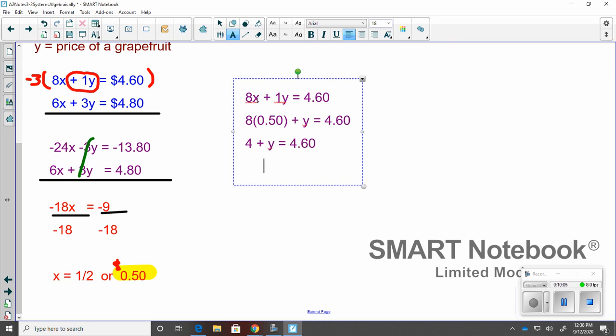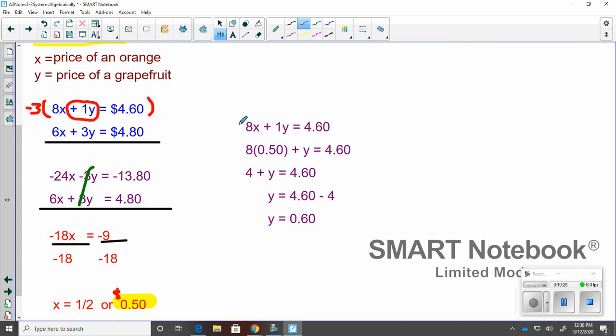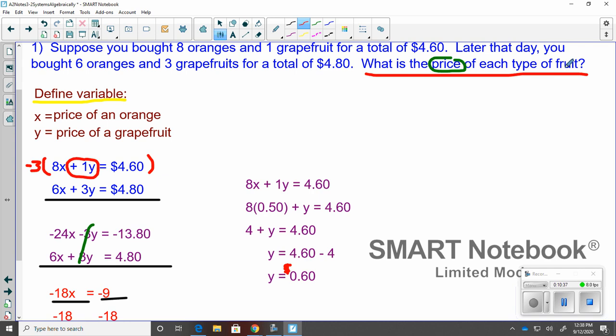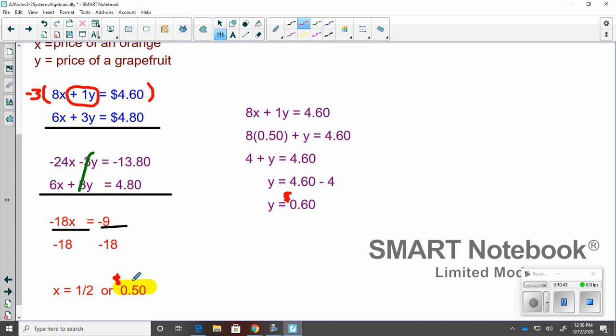You're going to transpose your 4 to the other side. So it's going to look like y equals 4.60 minus 4. And then y is going to equal the difference between those, which is 0.60. And again, thinking back to the problem, y in the defining variable part is the price of a grapefruit. So technically I do need a little dollar symbol here. And so what is the price of each type of fruit? The oranges have to be 50 cents apiece, and the grapefruit has to be 60 cents apiece.